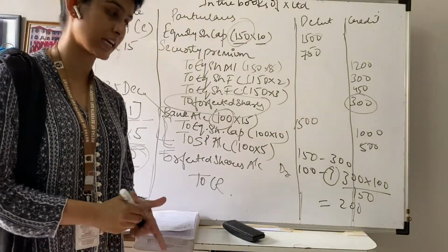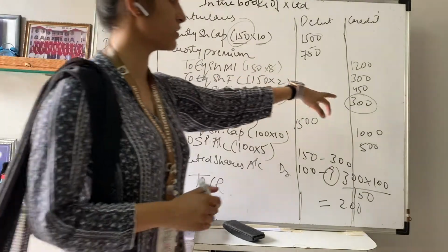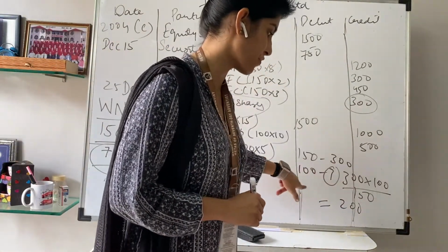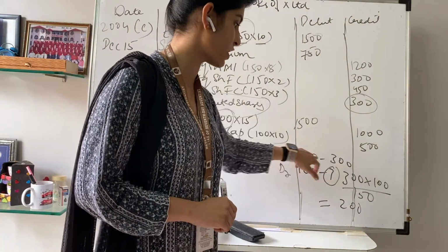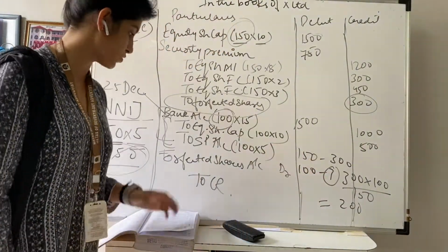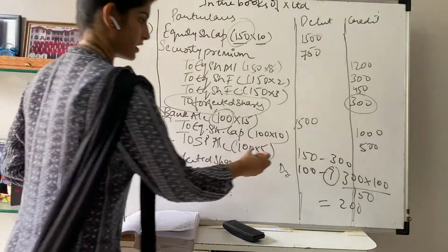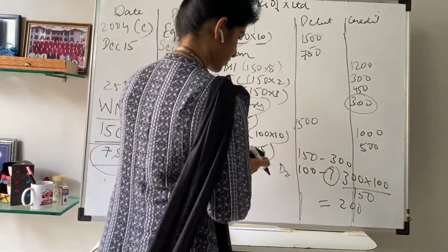I am explaining it again. For your 150 shares, your amount is 300. For your 100 shares, your amount will be how much? So we are cross multiplying it. 100 into 300 divided by 150. That is 200. Now you can make it as working note 2 also.